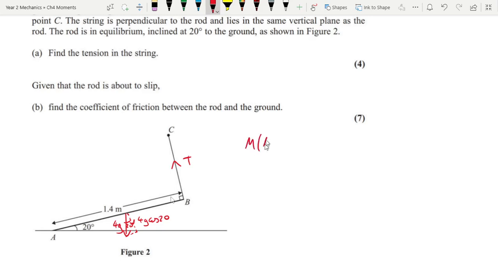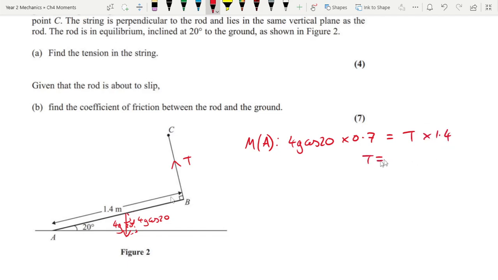So if I take moments about A, then I will have 4g cos 20 is the perpendicular component, times a distance of 0.7, because it's uniform and it's halfway up the rod. That equals T, which is already perpendicular, times the length 1.4.